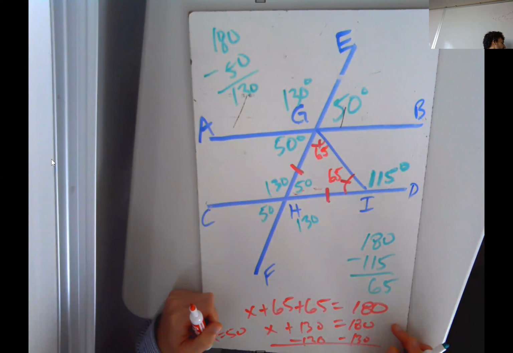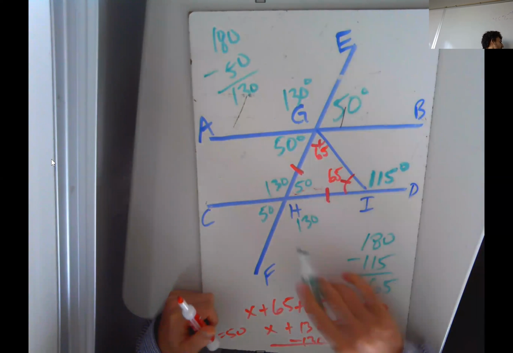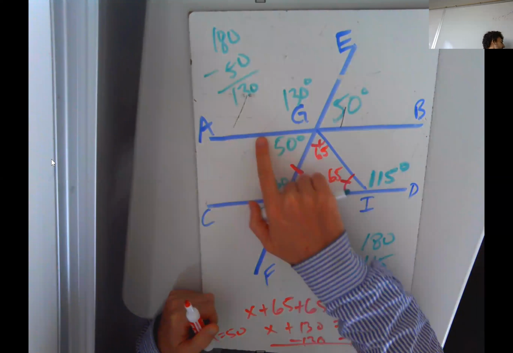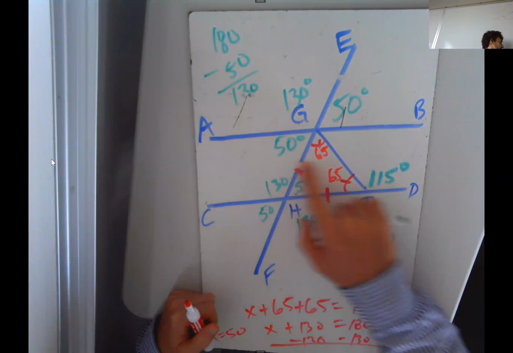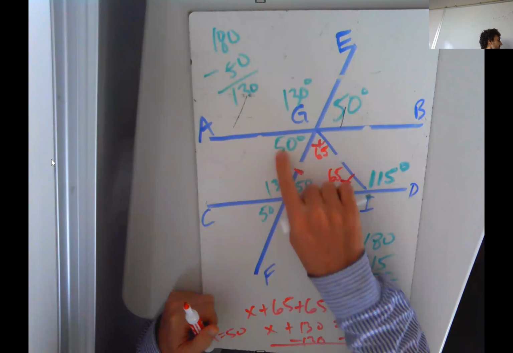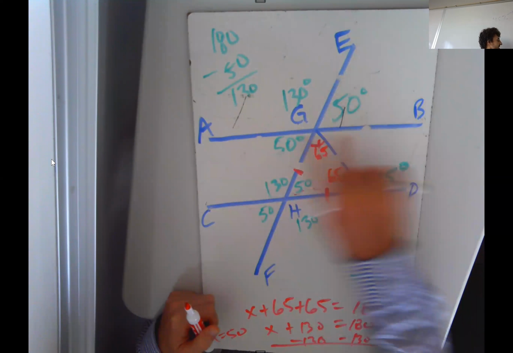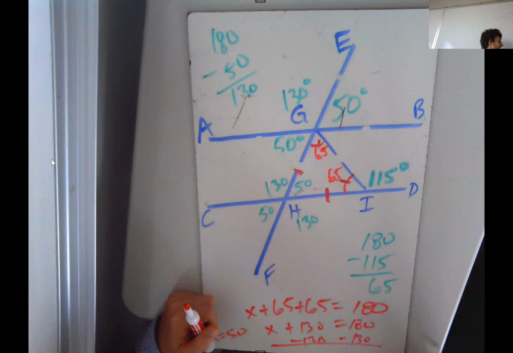And then there's only one angle left to find, which is right here. And we know that we have three angles up here that have a total of 180 degrees. 50 plus 65 plus this angle. So it's linear, but it's not a pair because there are three of them, but you can think of it as a linear pair.